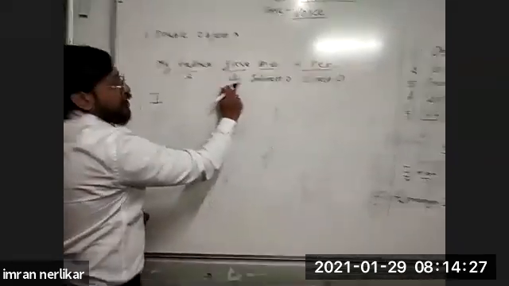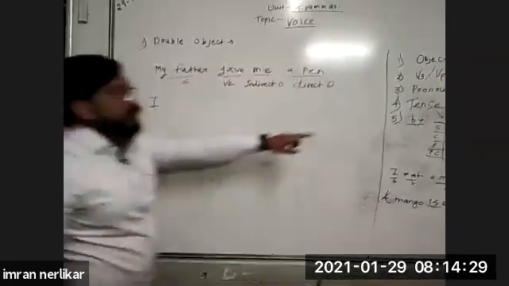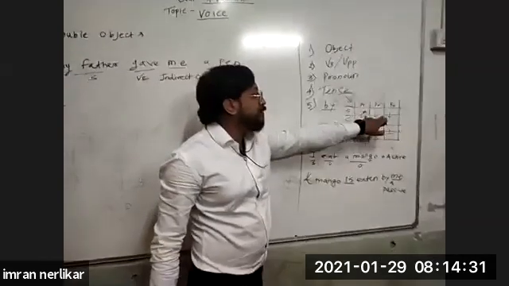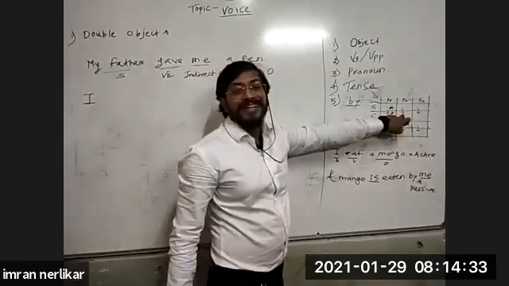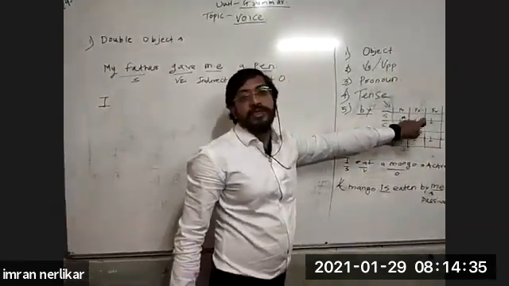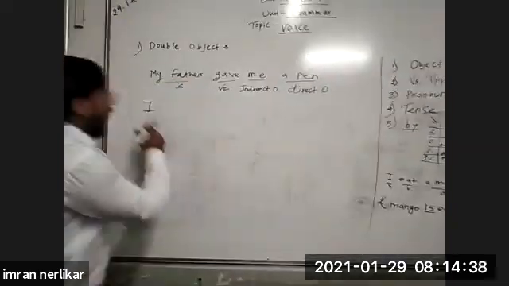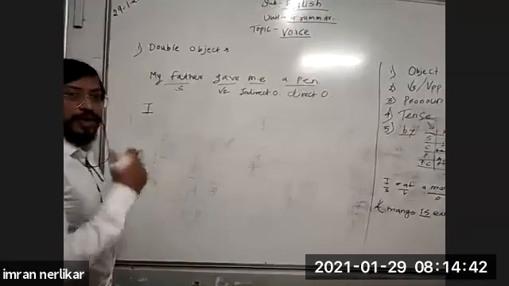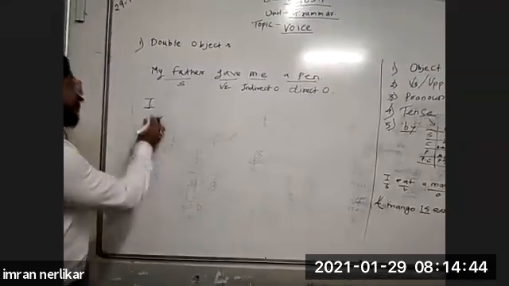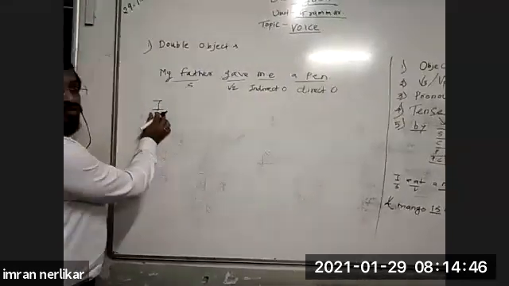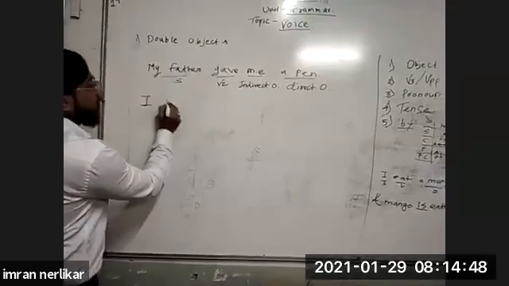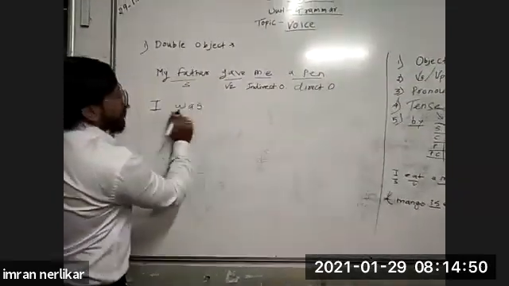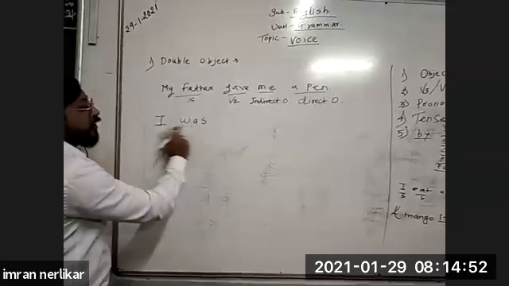Now this sentence is in simple past tense, gave, V2. Simple past tense becomes passive in continuous past tense. The helping verbs used in continuous past tense are was, were. For the pronoun I, from was, were, you will take was. I was.